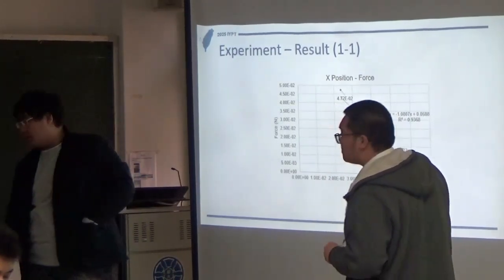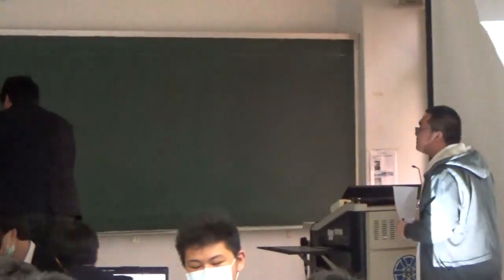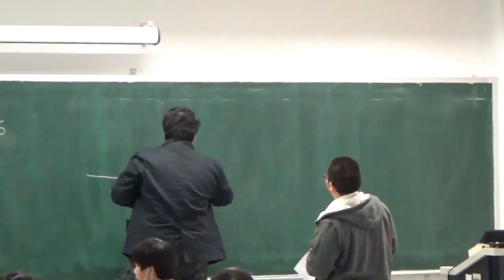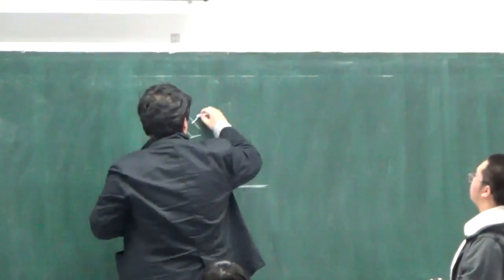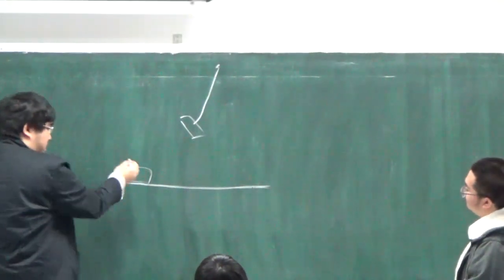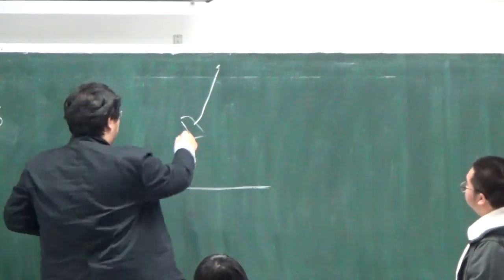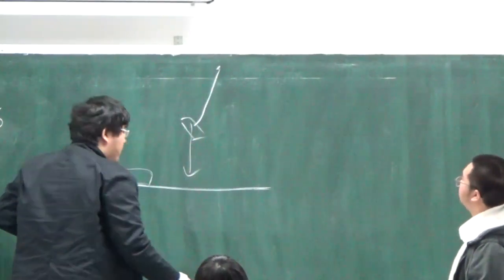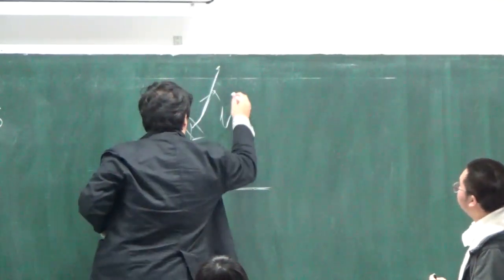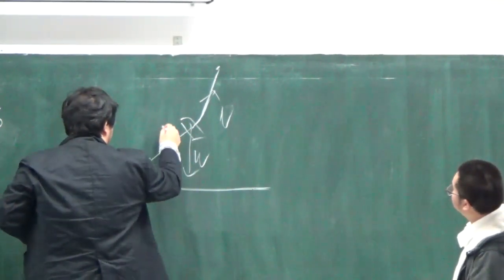Okay. Can I use the board? Yes, of course. If you want to draw the picture of the magnet force balance, this is the fixed point. And this is the magnet on the base. We know gravity is there. Yes. And we know the tension is there. And we know the magnet force. We assume the magnet force is like that.